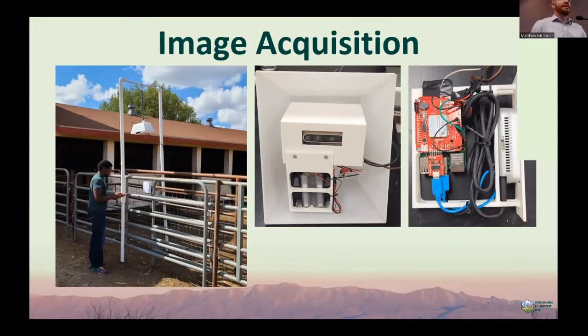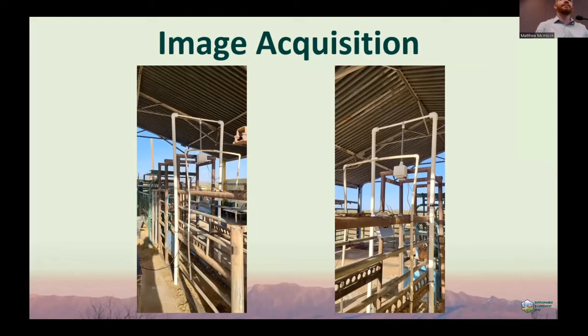This picture in the center is the camera enclosure. We have a huge heat sink on the side of it because it gets very hot inside. And then on the right, we have the internals of this enclosure. So we have the RFID scanner in red, the computation unit in green underneath, and the camera on the very right.